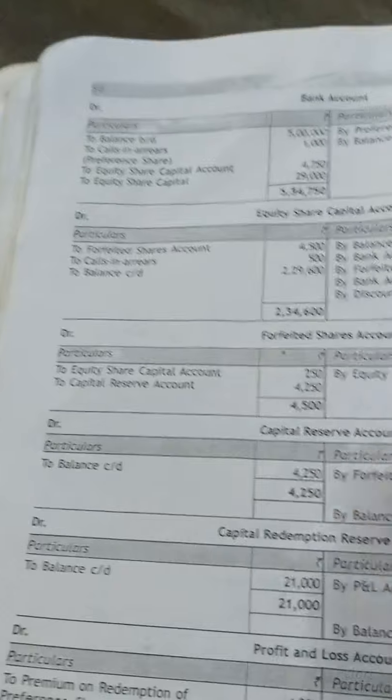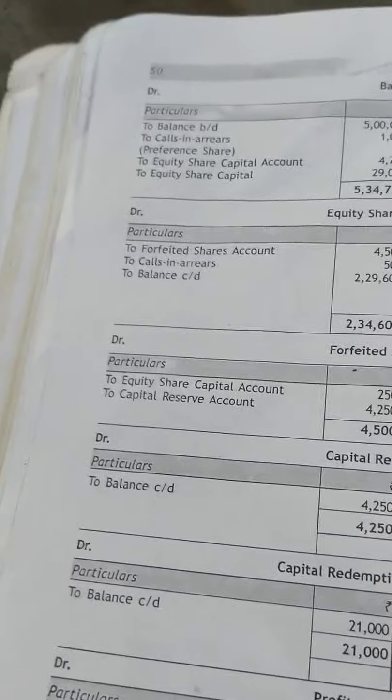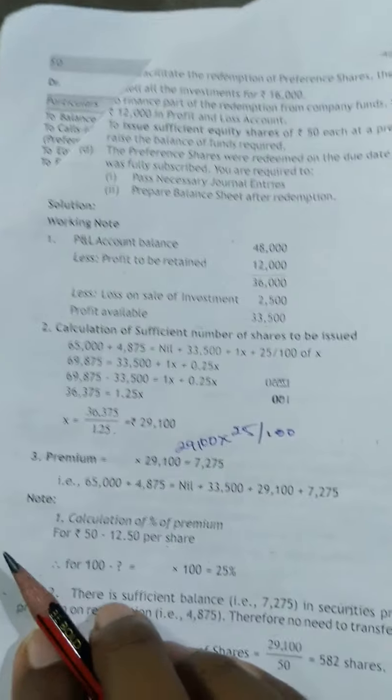Okay, next, the 12th one. They are asking to enter accounts and all. As per me, they will not ask the accounts and all for this in this exam. Okay, they will not ask. So this is similar to your 10th one and 11th one.